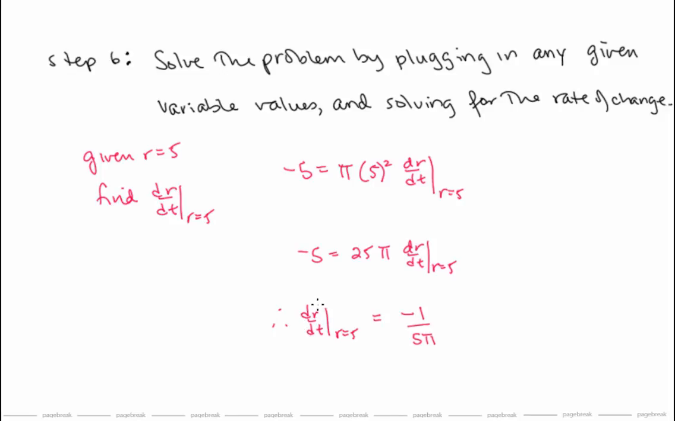The radius is measured in centimeters, and time here is measured in seconds. So the rate of change that we have is negative 1 over 5 pi centimeters per second.